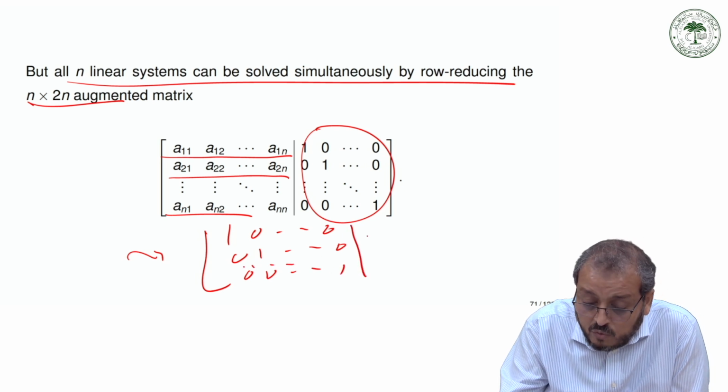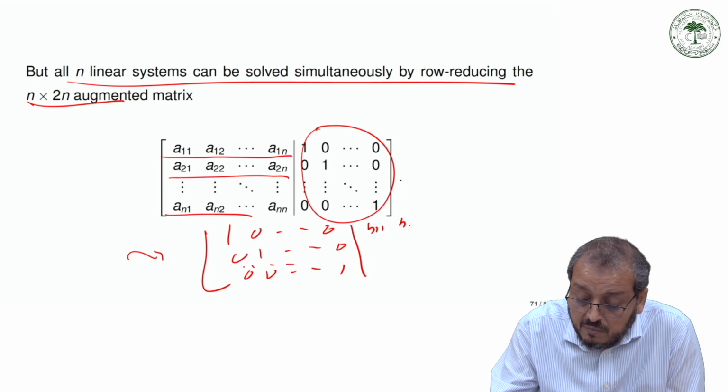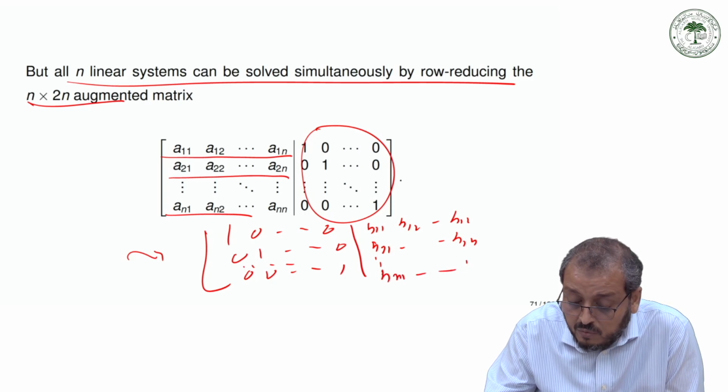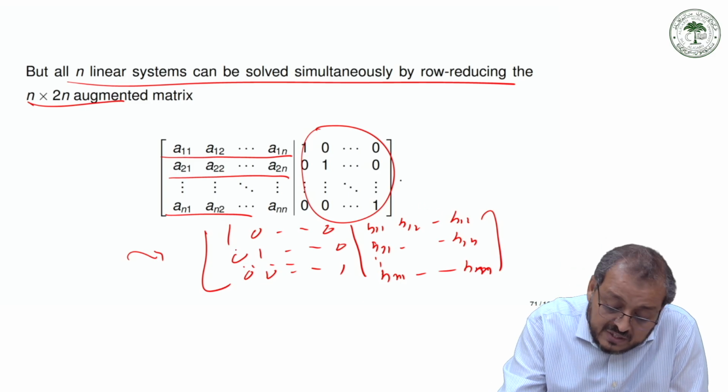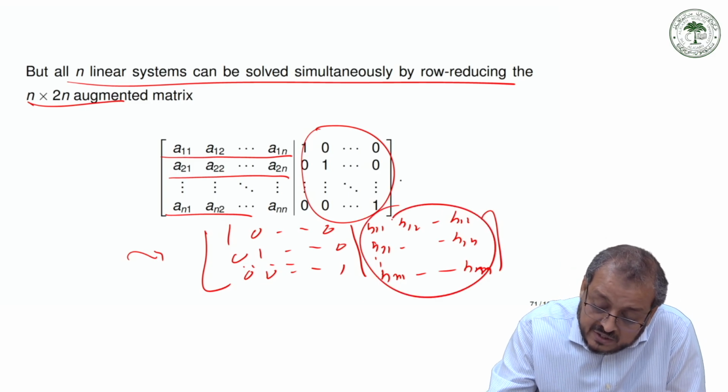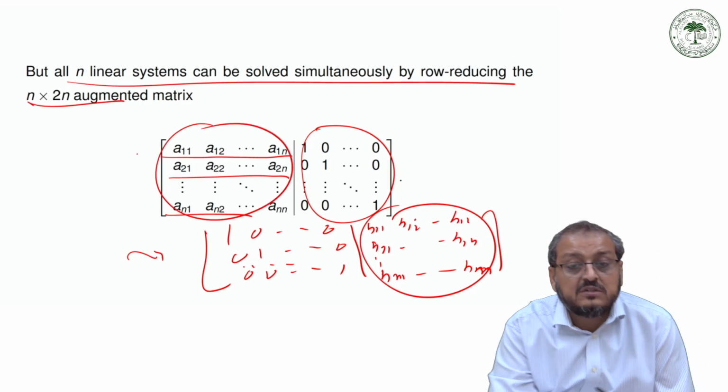and here we have B11, B12 up to B1n, then B21 up to B2n, and so on, Bn1 up to Bnn. If we can convert the matrix into this form, then this matrix is clearly the inverse of the original matrix.